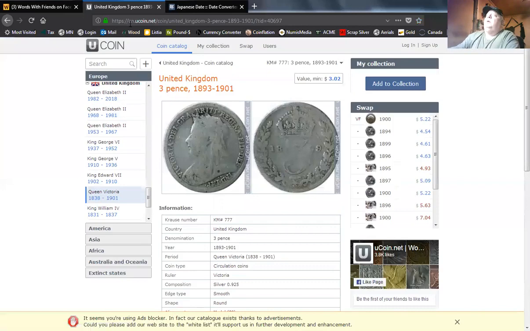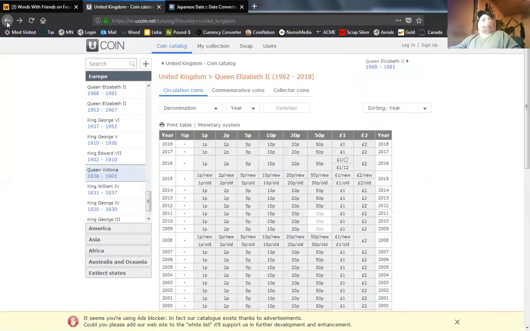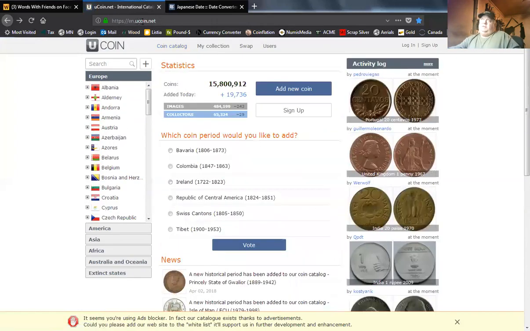And we'll go back to the main page. That way I can show you the ucoin.net, english.ukcoin.net. And over here to the right, activity logs.